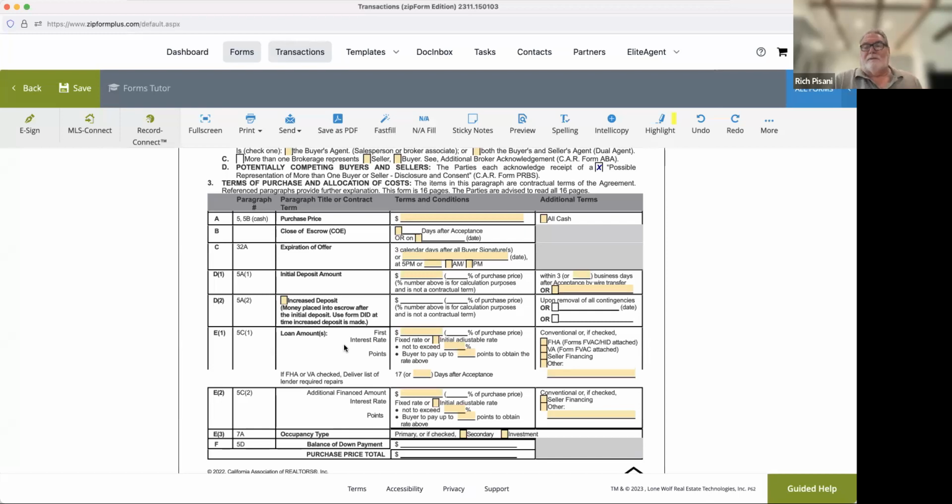Initial deposit amount. We like to see 3%. Now in other areas, Northern California, for $1,000, they will take $1,000 initial deposit. But because of liquidated damages, we like to see 3%, and that's the norm in Southern California. And then it goes within 3 business days after acceptance by wire transfer.